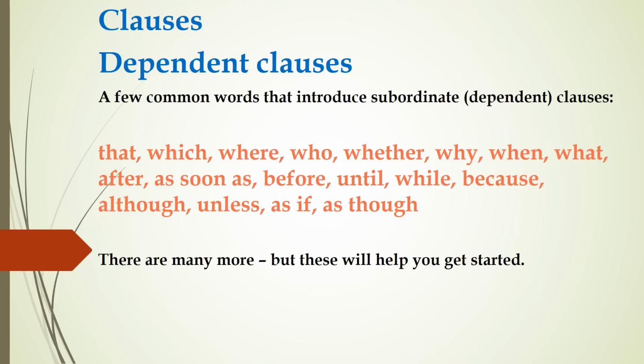And if you think of it, this makes sense. So although the boy liked ice cream, well, we can't stop there. We have to add something to it. While the plane was landing, what happened? We can't stop there. We have to add something to it. So you can tell that all of these words can sometimes be introducing a dependent clause.